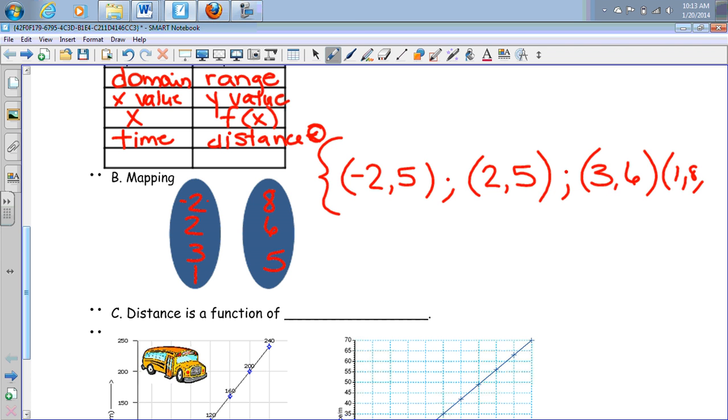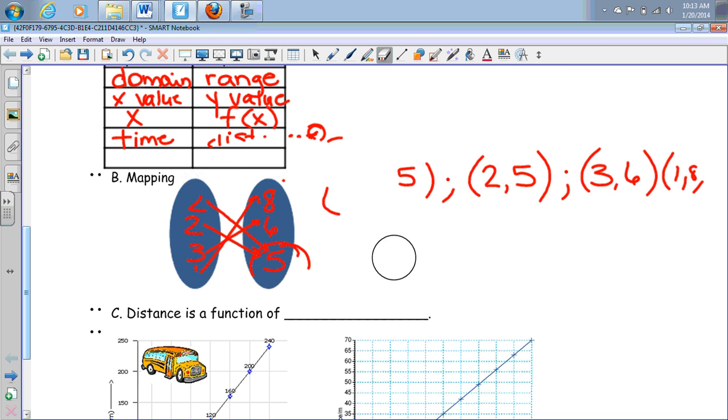Negative 2 matches with 5. 2 matches with 5. 3 matches with 6. 1 matches with 8. My domains, do my domains go to more than one number? Negative 2 only goes to 5. 2 only goes to 5. 3 only goes to 6. 1 only goes to 8. So it is a function. I have one-to-one correspondence. Even though 5 is there more than once, my inputs are corresponding to one unique output.